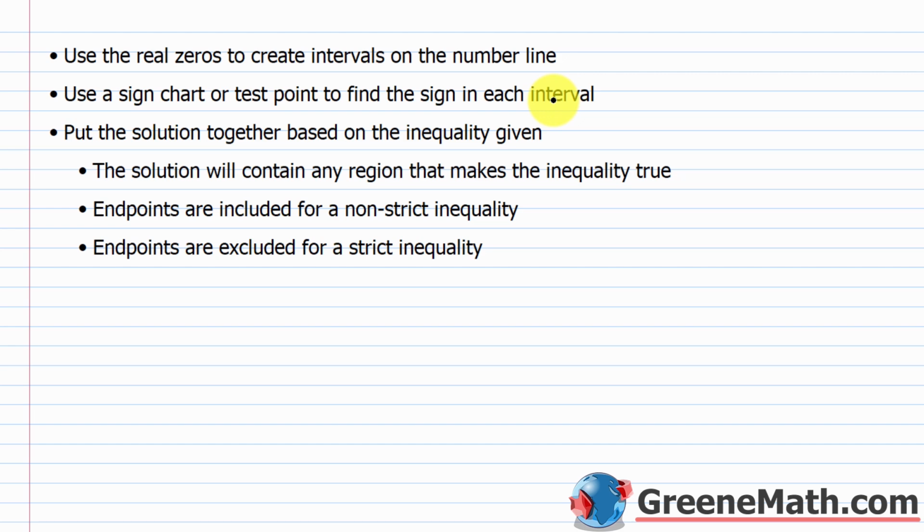So I would actually recommend in this situation to use a sign chart and not to get a point. So now I have put the solution together based on the inequality given. The solution will contain any region that makes the inequality true. The endpoints are included for a non-strict inequality, and the endpoints are excluded for a strict inequality. This is very important to understand.